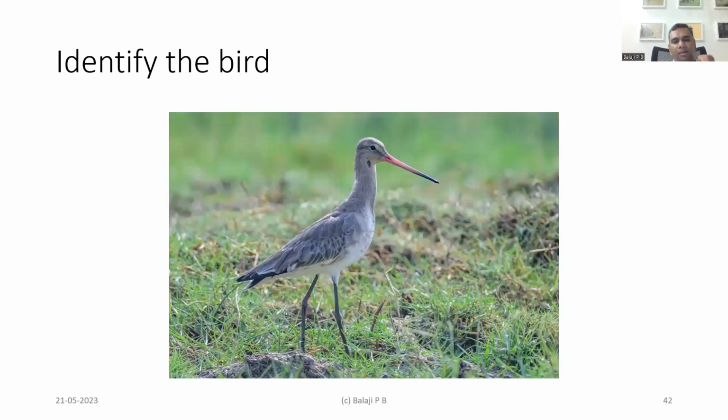So this bird. Black-tailed Godwit. Black-tailed, not a bar-tailed? Black-tailed, fantastic. The tail is very prominently visible here and doesn't show any barring. And the bar-tailed godwit will show a slightly upturned beak, which is not there in this bird. The beak is quite straight. So it's a black-tailed godwit.